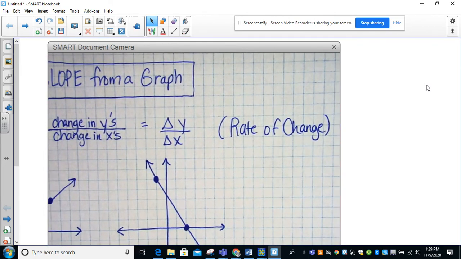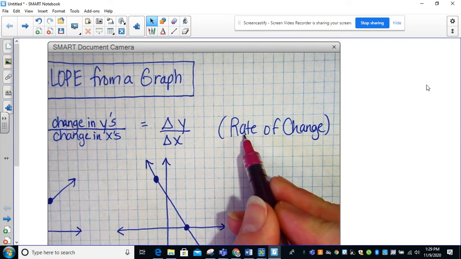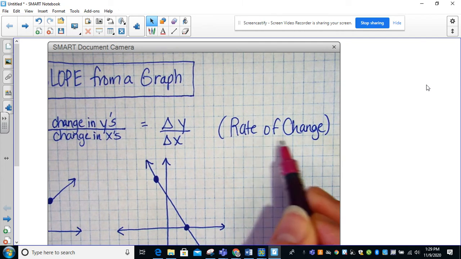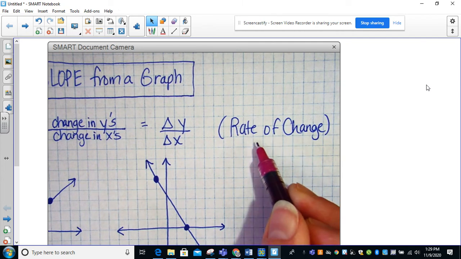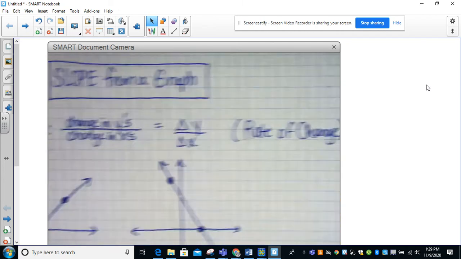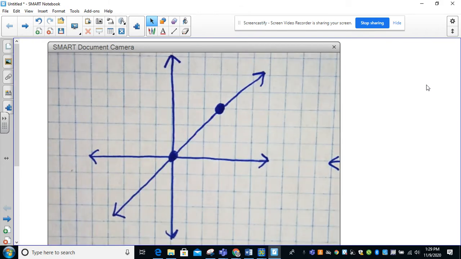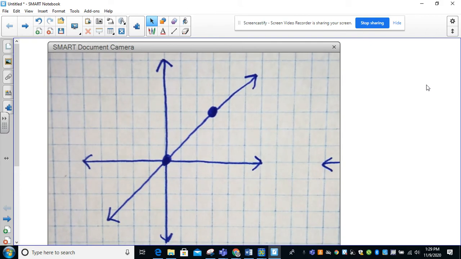Another word for slope is rate of change. So when someone or some word problem asks for the rate of change, you need to know that they're asking for the slope. So we're going to look at this graph and find the slope of this line.